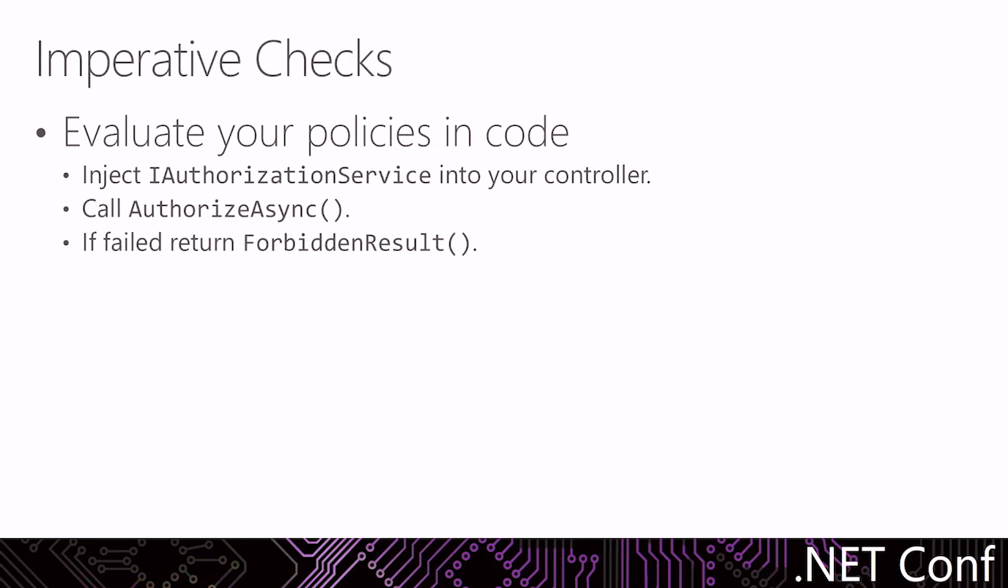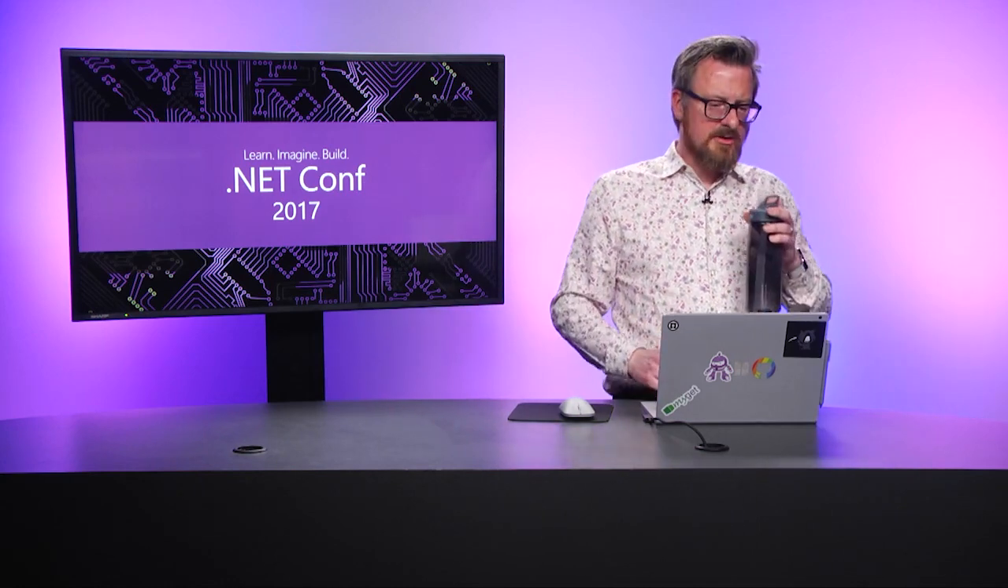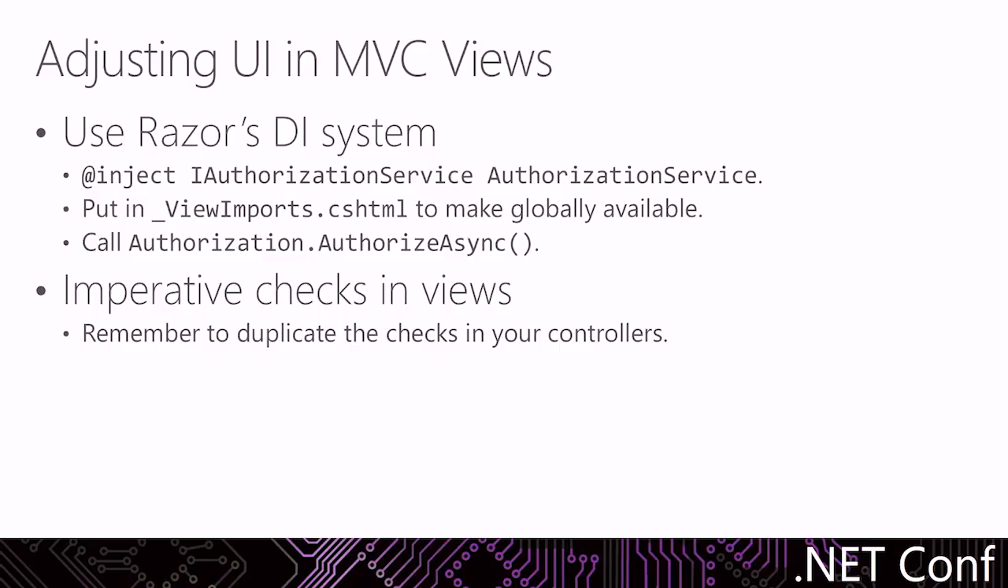Then the imperative checks, we're evaluating policies in code. You don't have to do it as a resource, but you could just call the authorization service manually. You just inject IAuthorizationService into your controller or any other class that supports DI. Then you call authorize async, and if it fails, return forbidden result, and the forbidden flow will kick in. You can also use this to adjust UI.